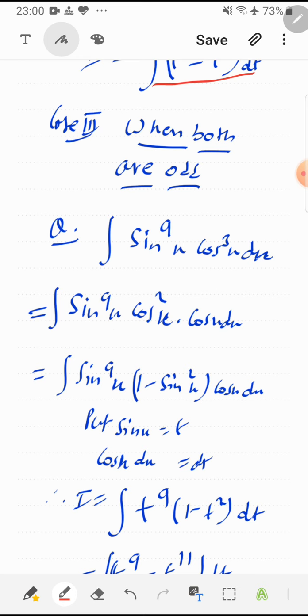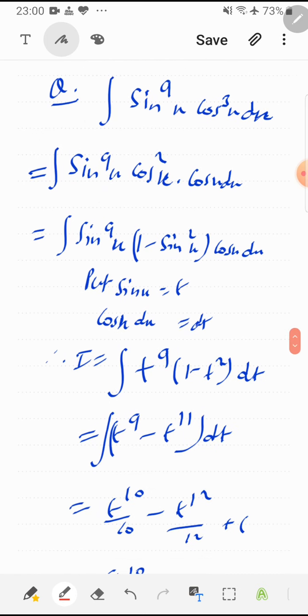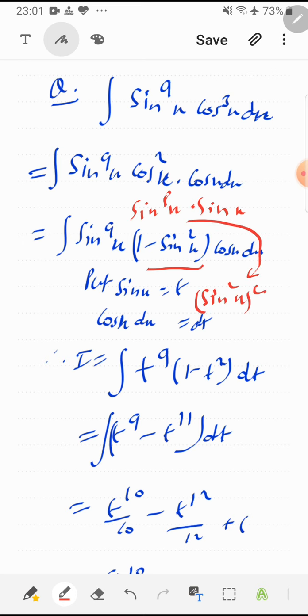In the next step you will come to know, like cos square x can be written as 1 minus sine square x. Now if I write sine raised to the power 9 as sine raised to the power 8 into sine x, and then I can write sine raised to the power 8 as sine square raised to the power 4, or 1 minus cos square x raised to the power 4.